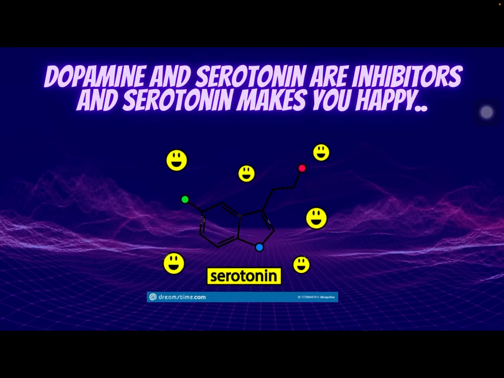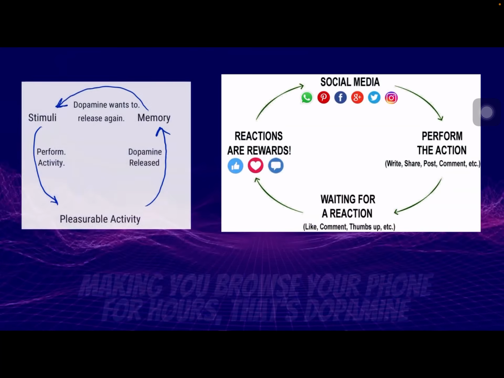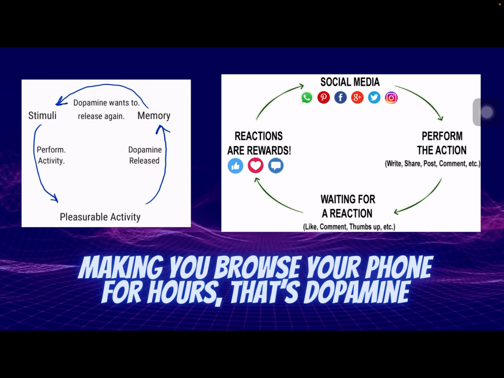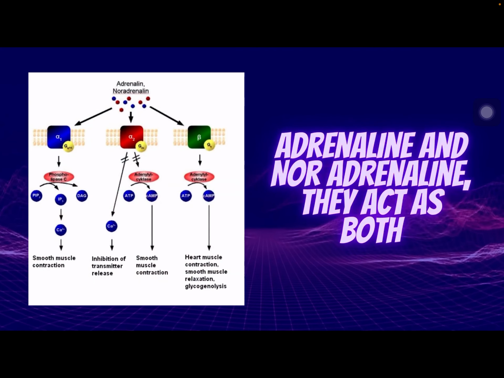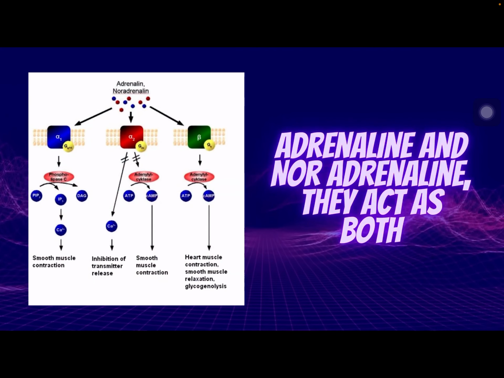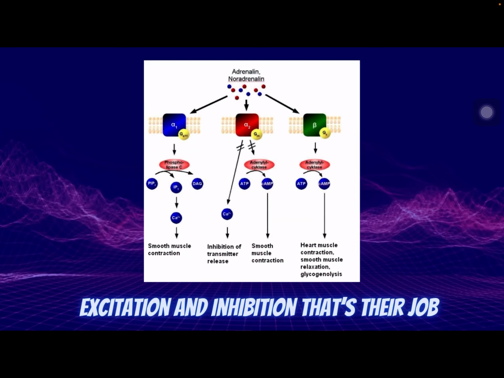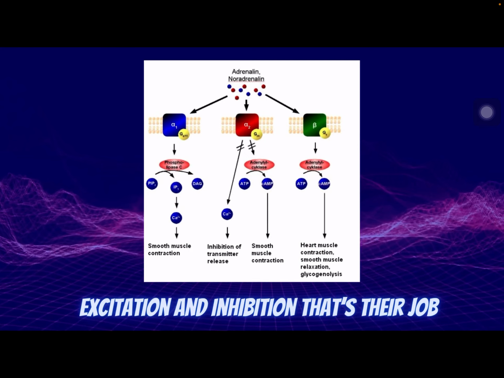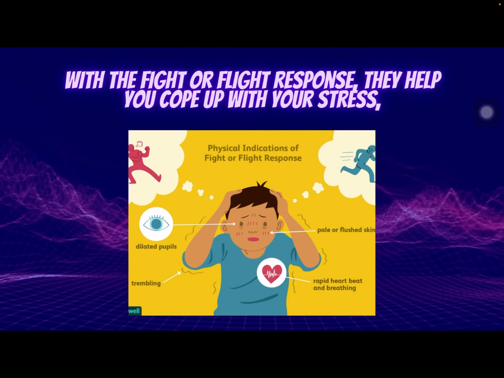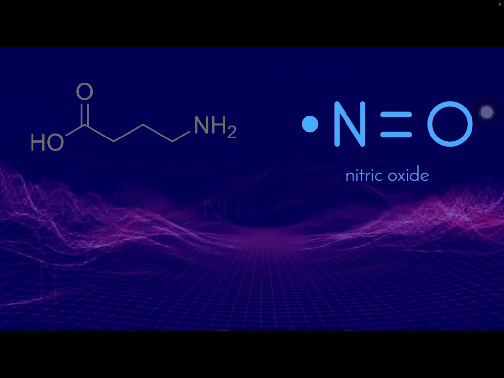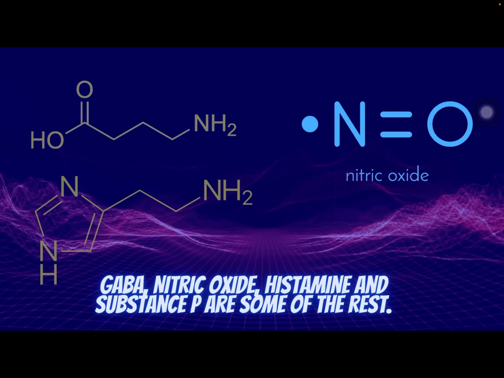Dopamine and serotonin are inhibitors, and serotonin makes you happy, making you browse your phone for hours. That's dopamine. Adrenaline and noradrenaline, they act as both excitation and inhibition. That's their job. With the fight or flight response, they help you cope up with the stress. Carbon nitric oxide, histamine, and substance P are some of the rest.